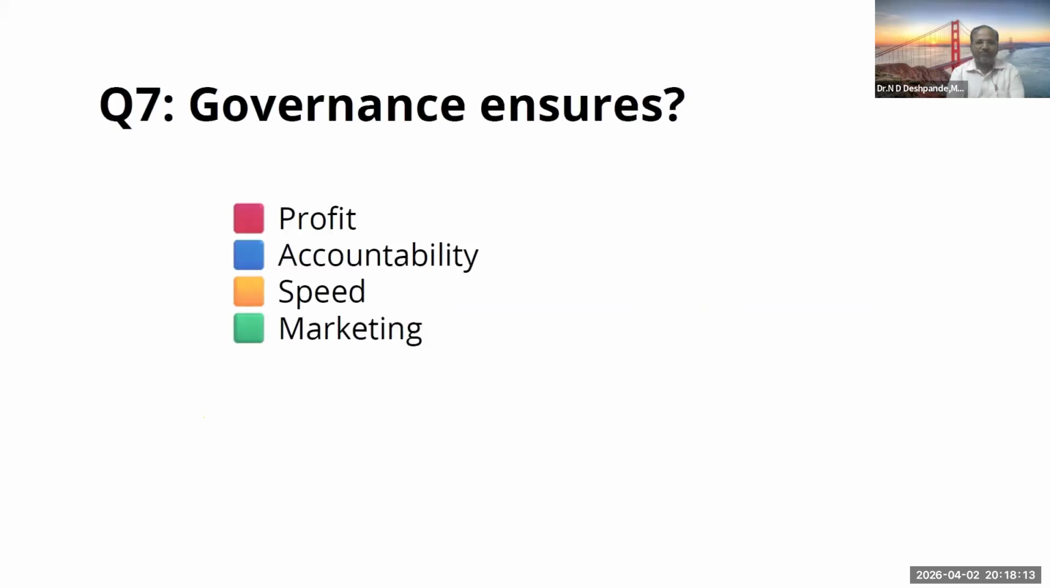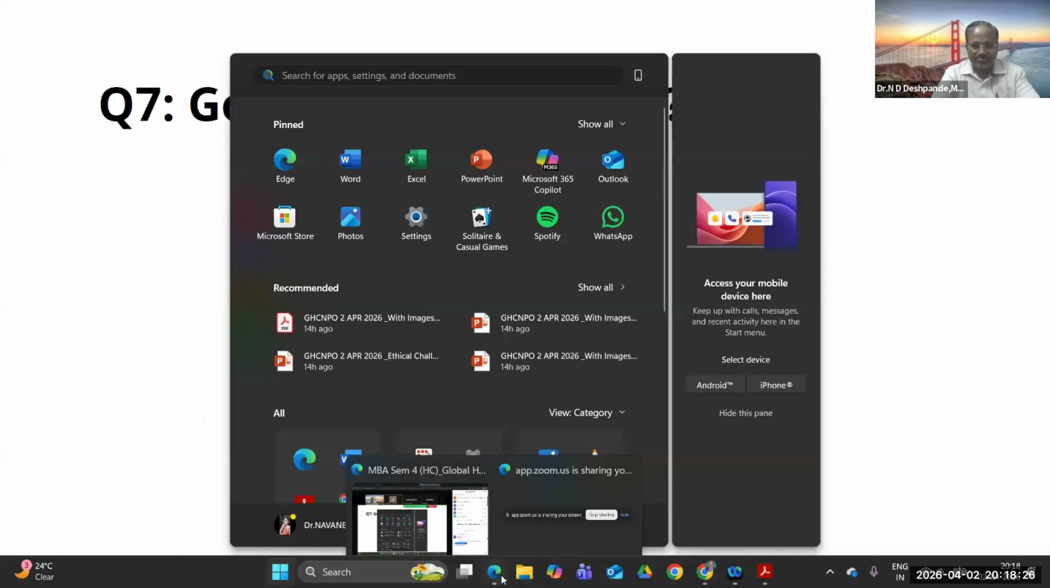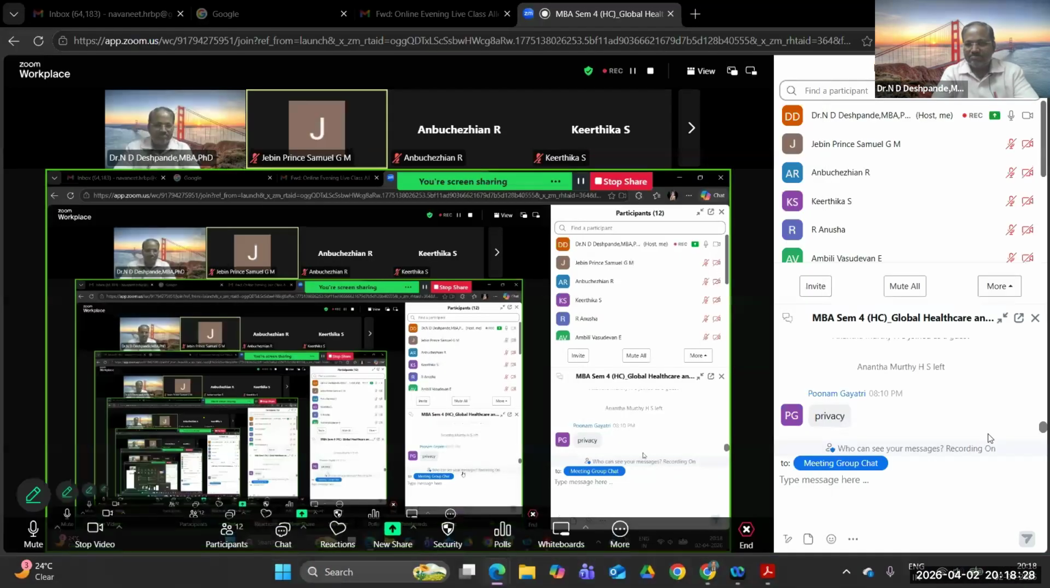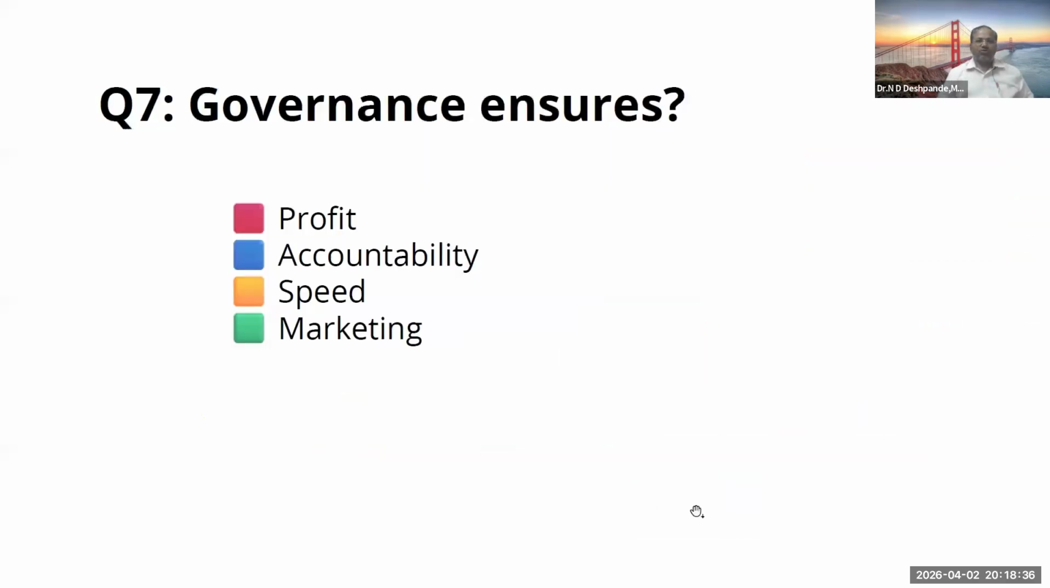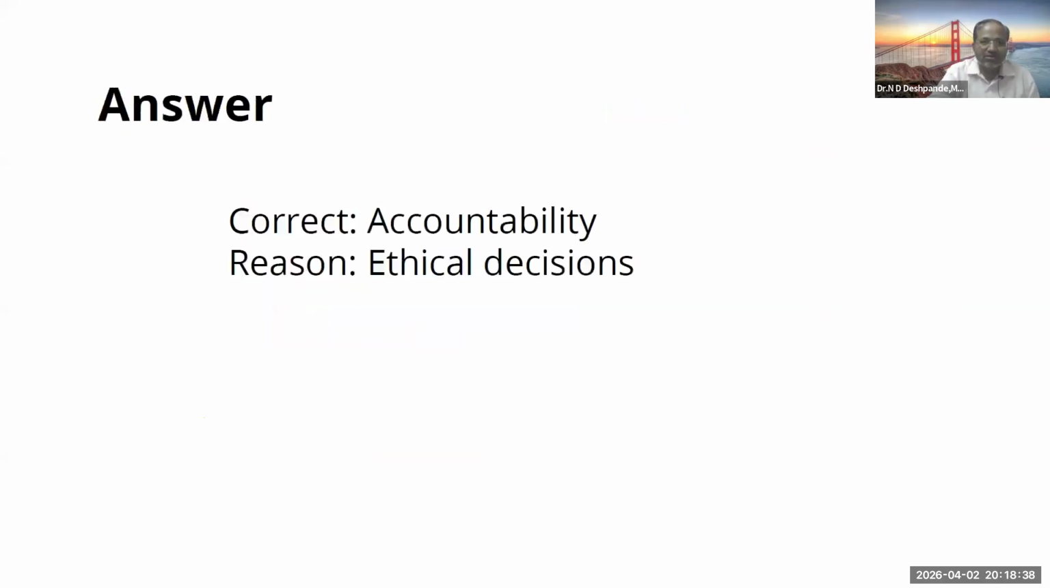Now coming to the question. Governance ensures profit, accountability, speed, or marketing. No one is there. So governance ensures accountability, because governance has to ensure finally the ethical decisions. It's about accountability. Who is accountable for what is known as governance.